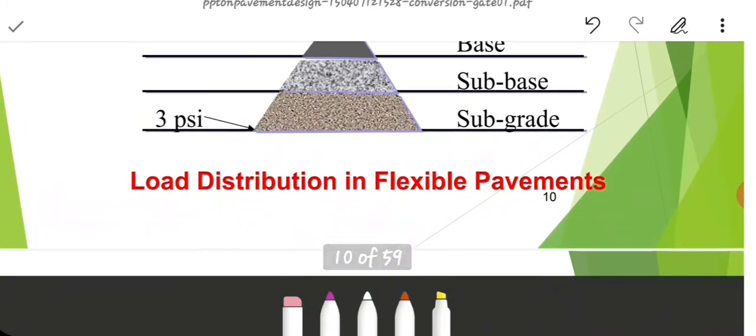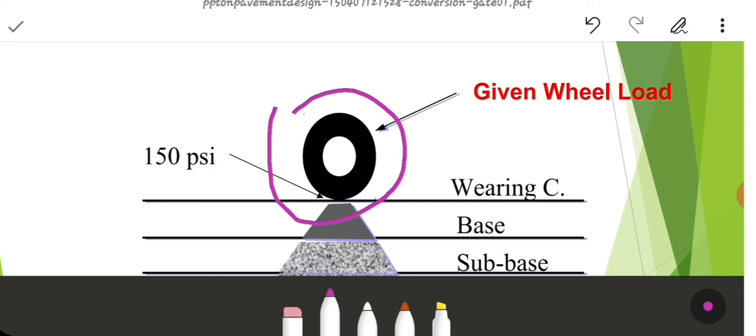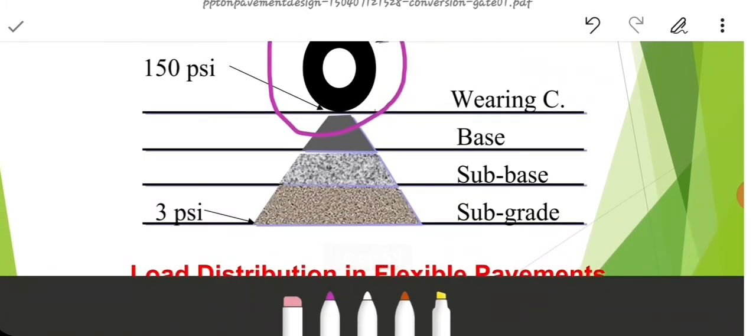Now, loading distribution in flexible pavement. Given wheel load, this is a wheel, and wheel load is distributed from first layer to fourth layer. That means surface course, then base course, then subbase, then subgrade. Okay. Finally, load is distributed in subgrade.